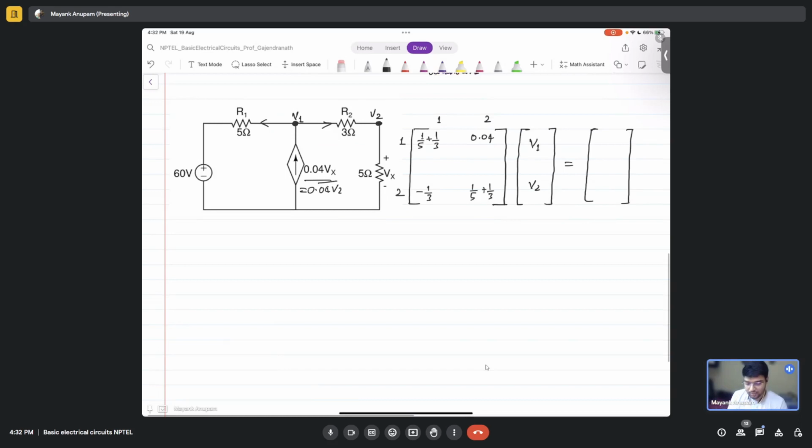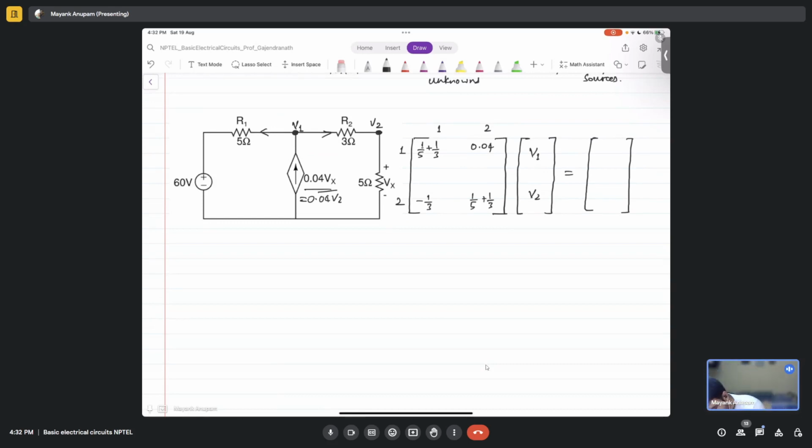But since you see here, we have run into a problem, correct? So what is the problem here? Tell me. We have not used this 60 volt source here, right? Nowhere in this matrix formulation have we used it at all, correct? You understand what I am telling?